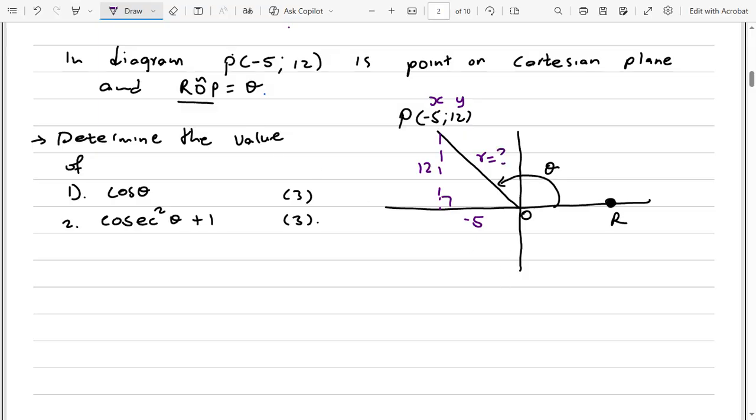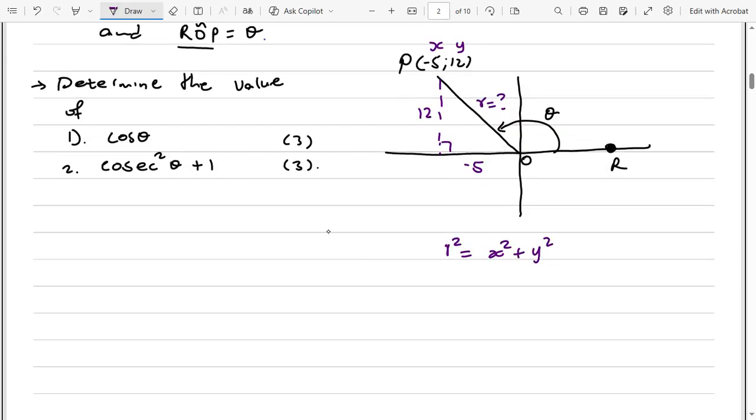How can we find r? Theorem of Pythagoras. Exactly. So r squared is equal to x squared plus y squared. Let's just do the substitutions. R squared is, where there's x, we're going to put -5, squared, plus where there's y, we put 12 squared. Please help me with the calculator. Tell me what is -5 squared plus 12 squared. What do you get?